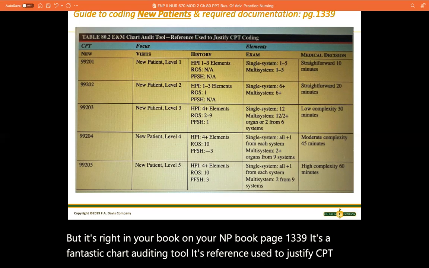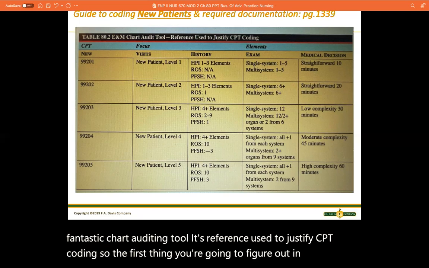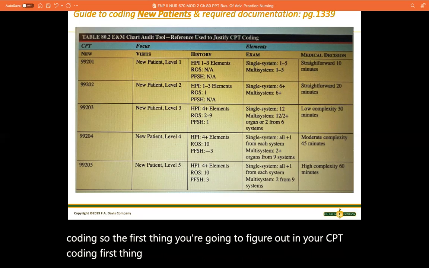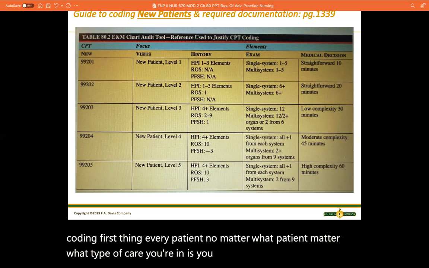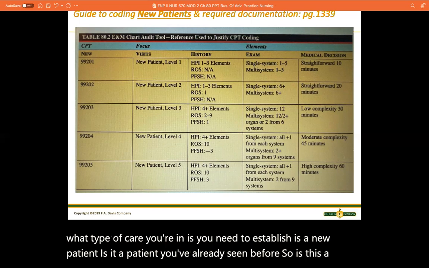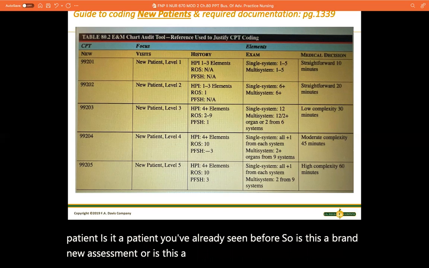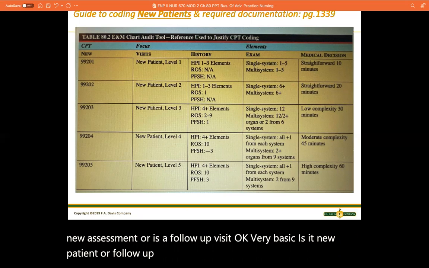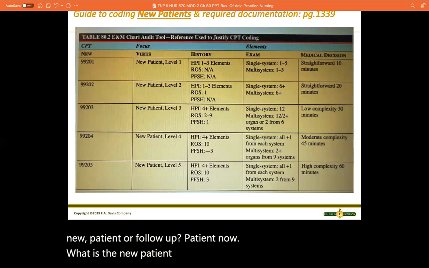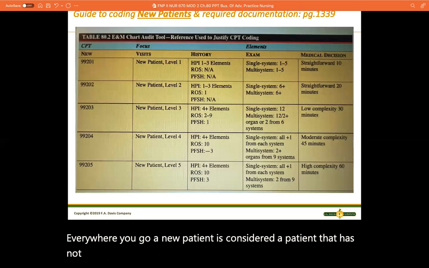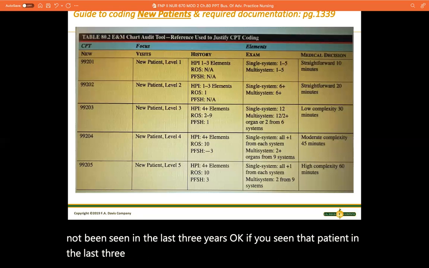So the first thing you're going to figure out in your CPT coding, for every patient, no matter what type of care you're in, is you need to establish: is it a new patient or is it a patient you've already seen before? So is this a brand new assessment or is this a follow-up visit? Okay, very basic. Now, what is a new patient considered? Everywhere you go, a new patient is a patient that has not been seen in the last 3 years. If you've seen that patient in the last 3 years, then it's already an established patient.